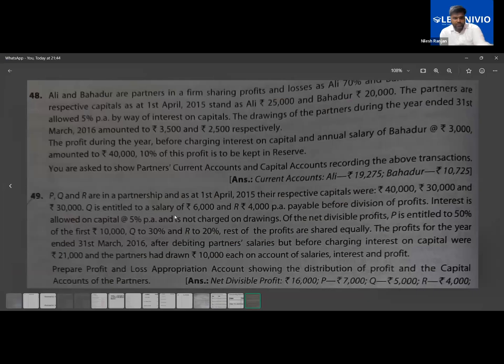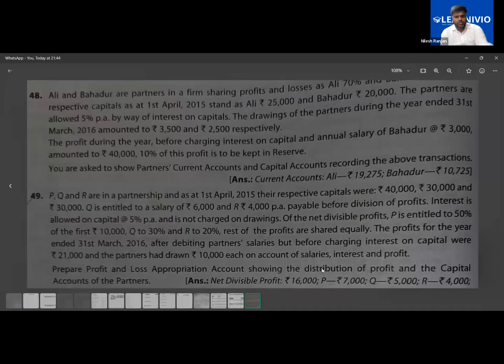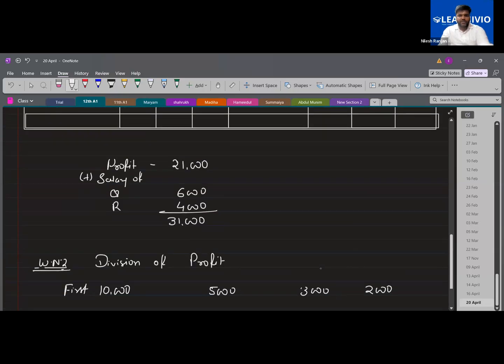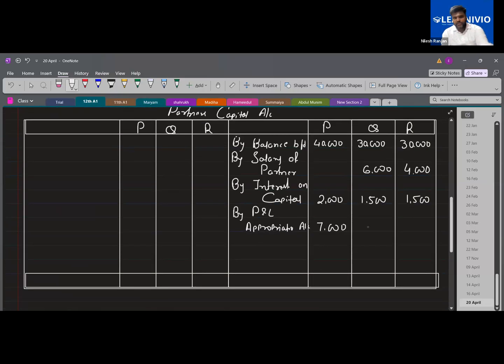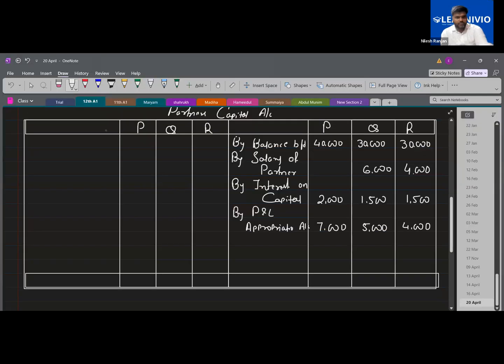So we have written their salary and interest on capital; profit share we have to write. So by profit and loss appropriation account, how much did we get? 7,000, 5,000, and 4,000. Then there is one more item here. After debiting salary, partners had drawn 10,000 each. So all of them had withdrawn.